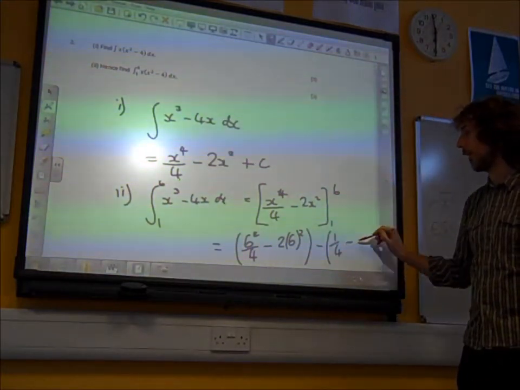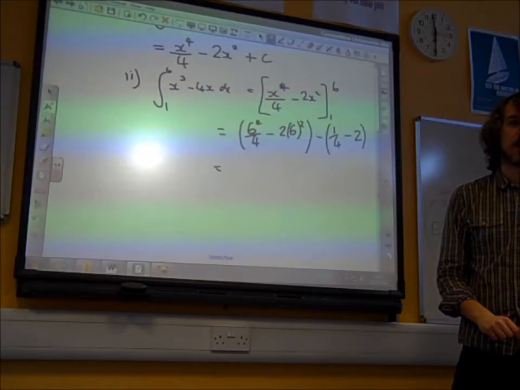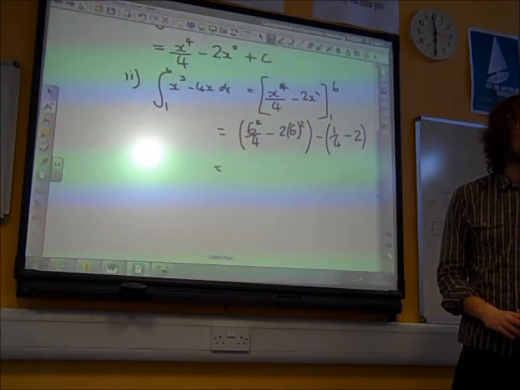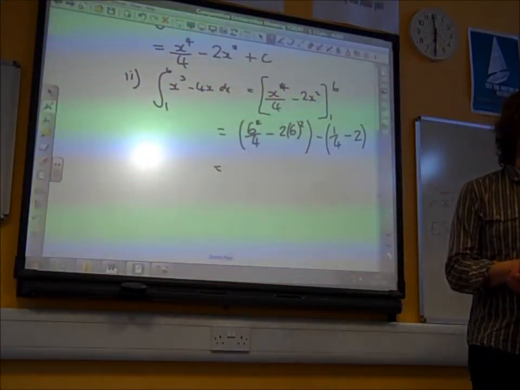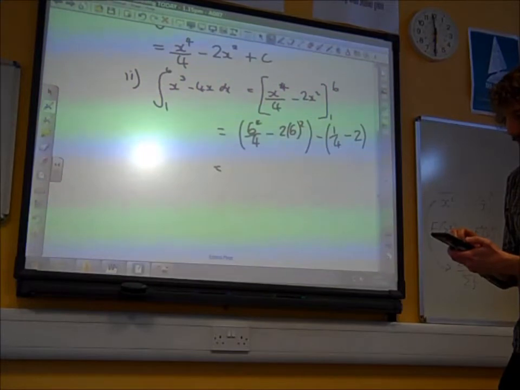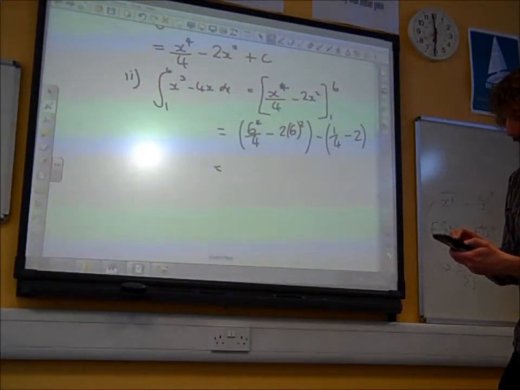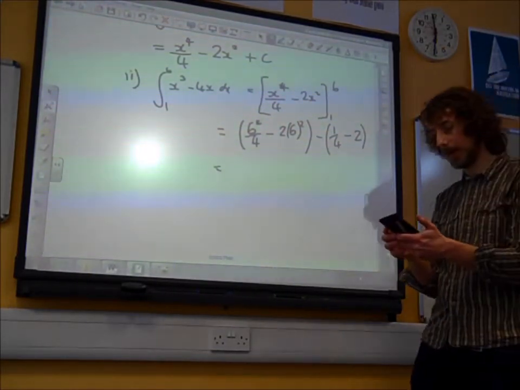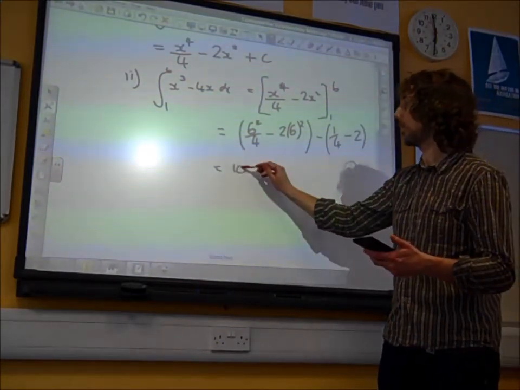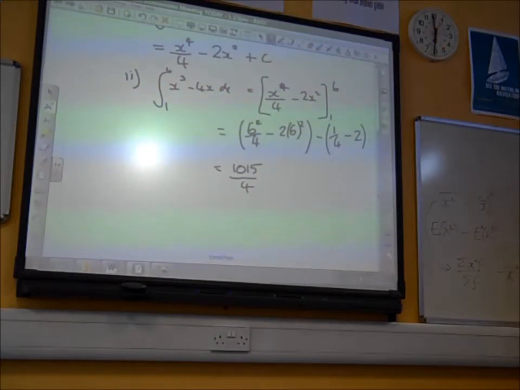Take away a quarter minus 2. And carefully sort this out. 6 to the 4 is quite a lot, isn't it? Anybody come up with an answer for this? Am I having to do this myself? Oh, it's in the wrong mode. Hang on. 6 to the 4 over 4, take away 2 times 6 squared, take away quarter minus 2 inside some brackets. Gives me 1015 over 4. We agree with that? Or if you want to write that as 253 3/4. Okay.